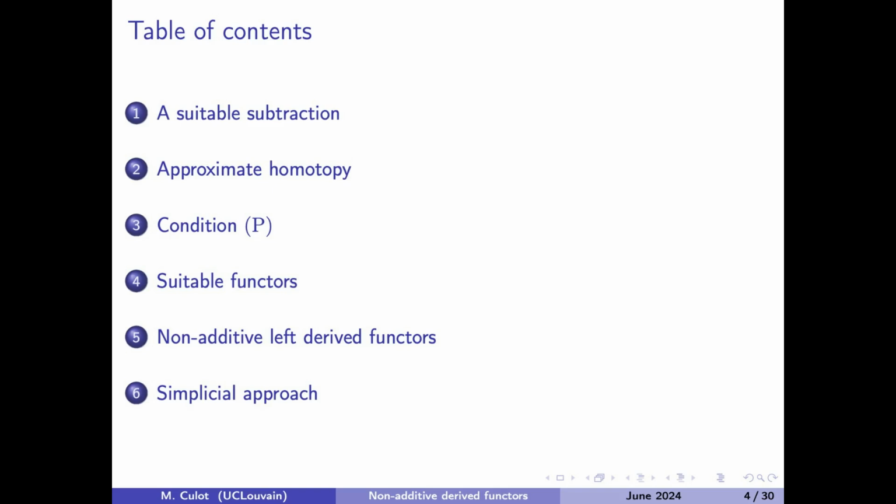My talk is divided into several sections. The first one is to have a good subtraction, a minus operator. Then I will use it to build what we call approximate homotopy. Then, okay, this condition is strange for the moment, but keep it secret for now. Then I will have to take suitable functors, and if I combine the four, I will end up with what I call non-additive left derived functors. And I hope to have time at the end to talk about some special approaches and to compare with them.